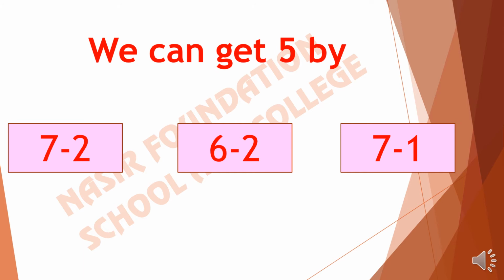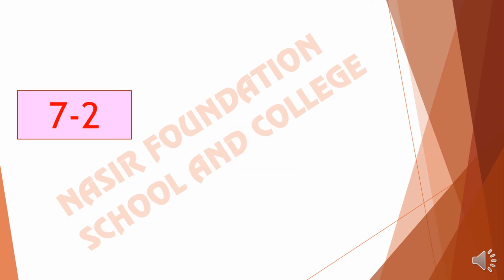How we can get 5? Here 3 options are given. If we subtract 2 from 7, if we subtract 2 from 6 or if we subtract 1 from 7. We have to find how we can get 5. Let's take first option. We have to subtract 2 from 7.